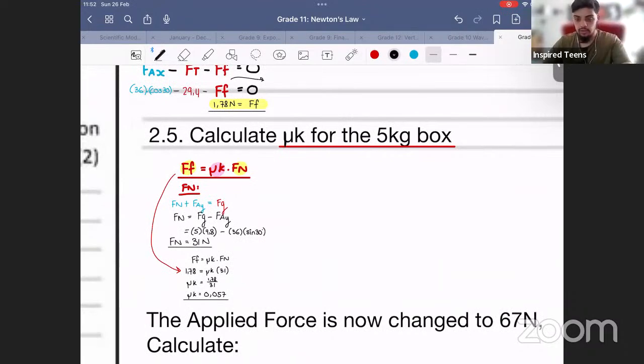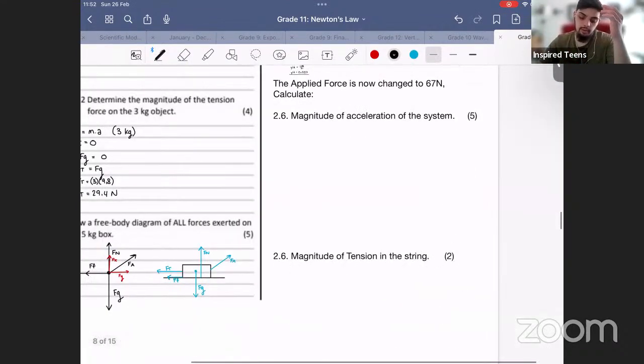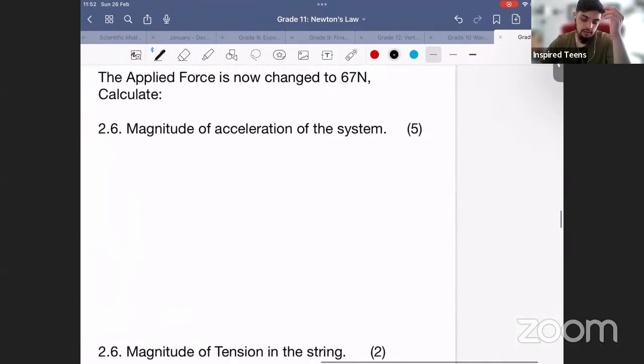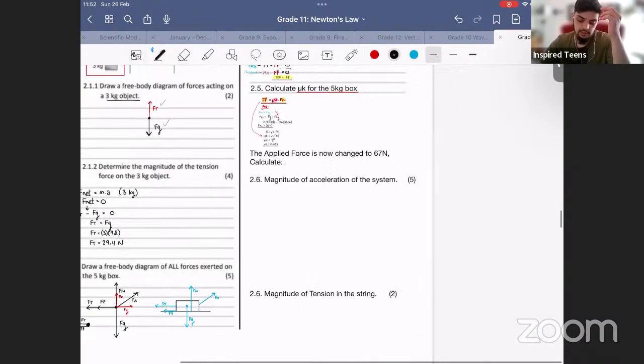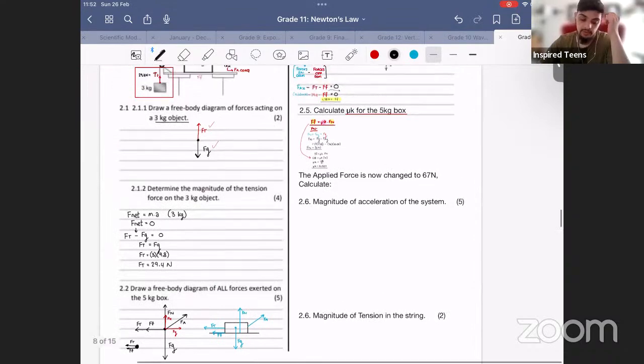Let's continue. For those of you who have to leave because you have scheduled to this time, you are free to leave. For those of you that want to stay, I probably want to finish this whole question, the applied 2.6 and 2.7.